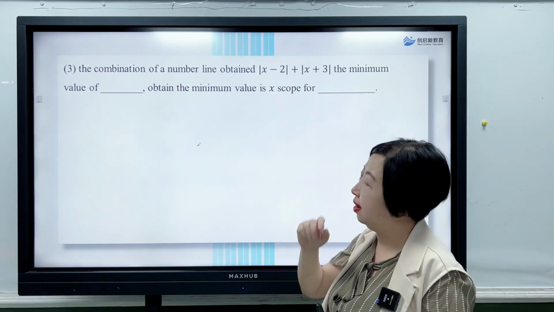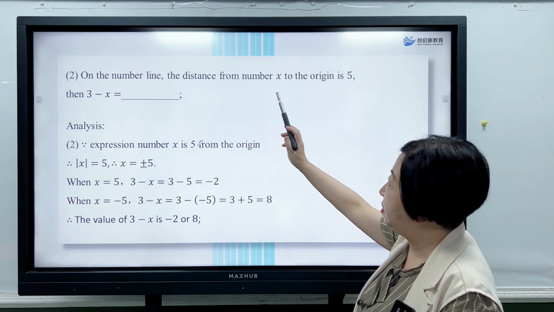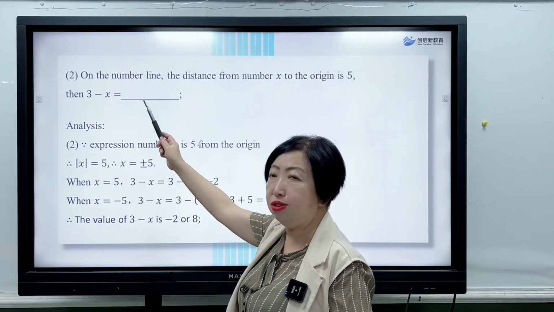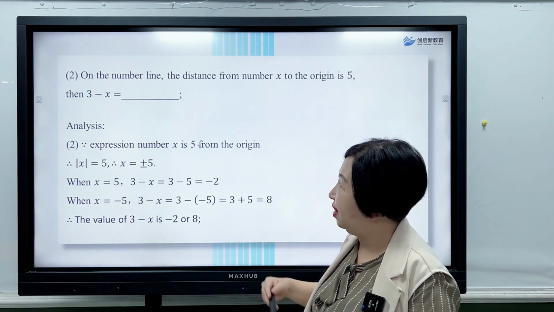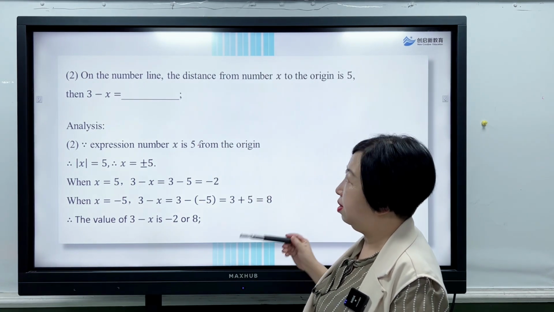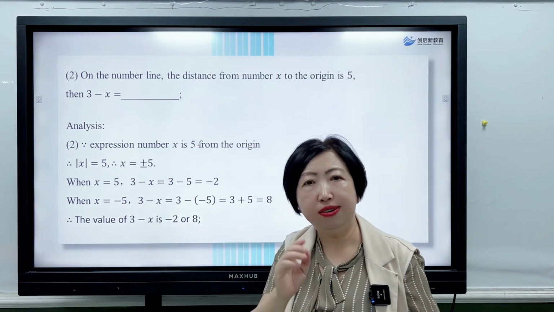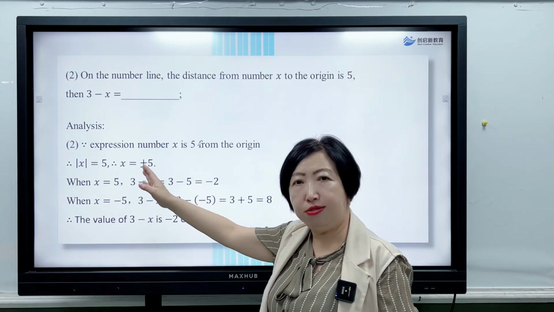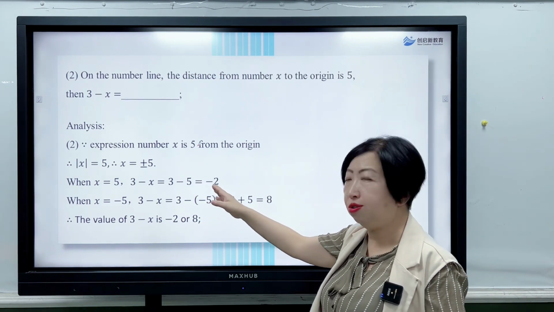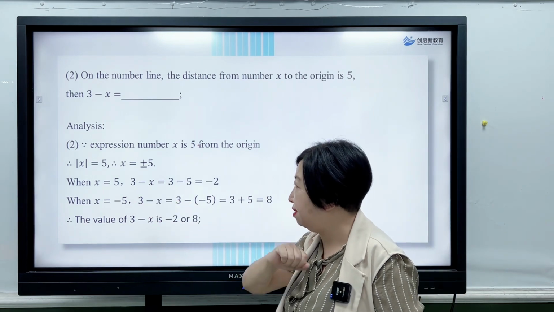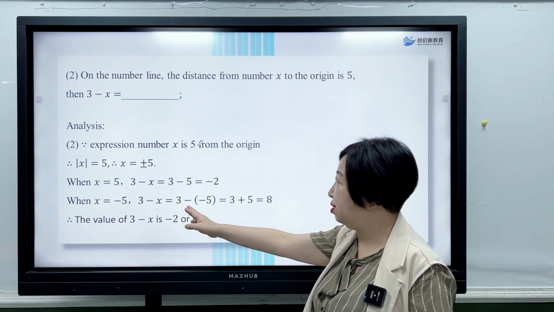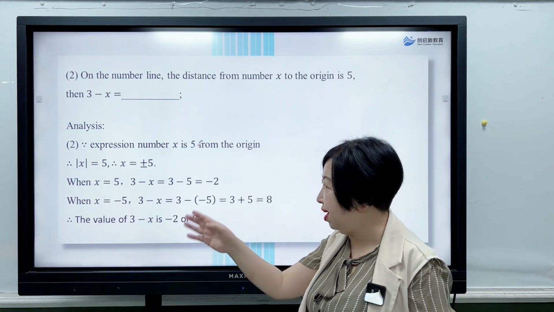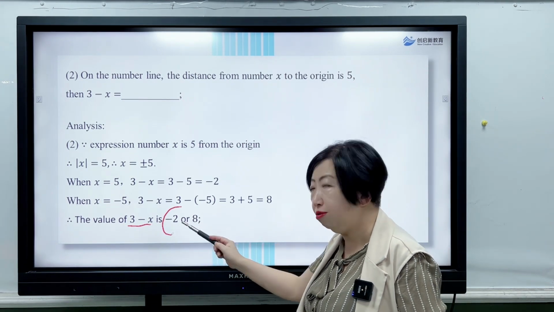The second, example 2. On the number line, the distance from number x to the origin is 5. Then 3 - x equals what? Let's have a see. The number x being 5 from the origin means the absolute value |x| equals 5. So x equals positive 5 or negative 5. When x equals 5, 3 - x equals 3 - 5, which is -2. And when x equals -5, 3 - x equals 3 - (-5). Of course, the result is 3 + 5 equals 8. So the value of this question is -2 or 8.